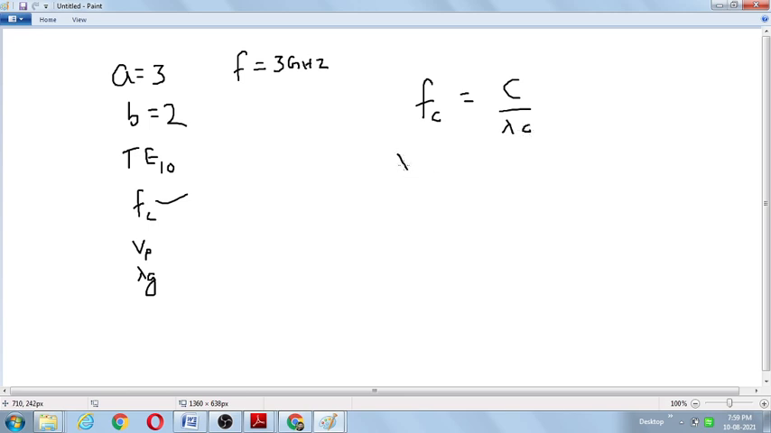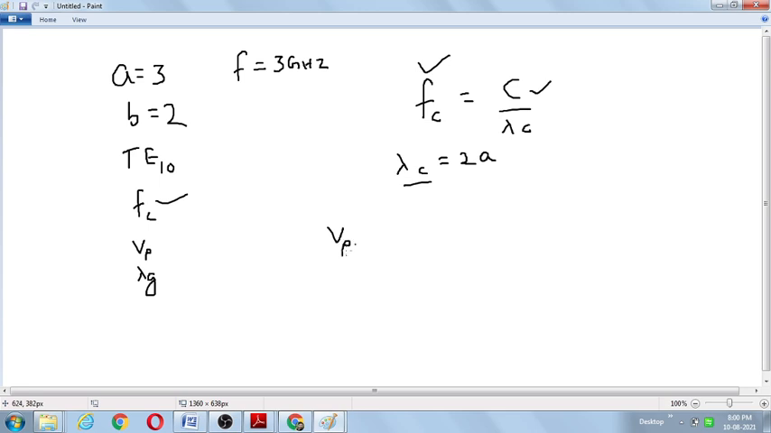I said earlier, lambda c is equal to 2ab by square root of m square b square plus n square a square. In dominant mode, put m is equal to 1 and n is equal to 0. Lambda c is equal to 2a. So based on dimensions, it is easy to calculate lambda c value. And we know that c is equal to 3 into 10 power 10 centimeters per second. So obviously you will get Fc, cutoff frequency.